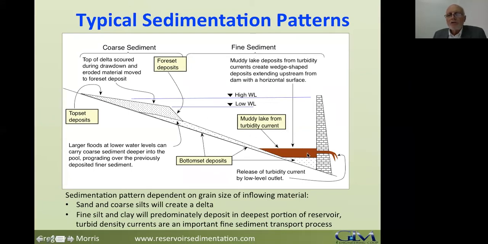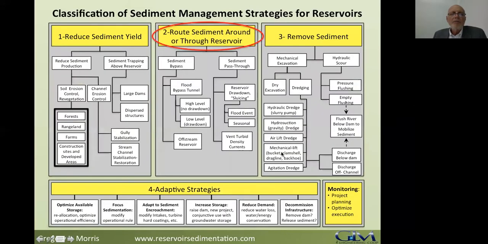And the turbid density current will flow to the dam. It will cause a muddy lake, a submerged muddy lake, to be created. So you have clear water, muddy water, which is heavier, more dense than the overlying water. And then you have sediment deposits. And this muddy lake will cause horizontal deposits to be created. So basically you have a sandy, coarser material in the delta, and depending on where you are, it may be gravels and cobbles, it may be sand, it may be coarse silt. And then your finer material closer to the dam.